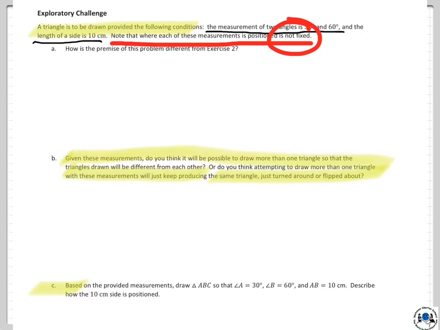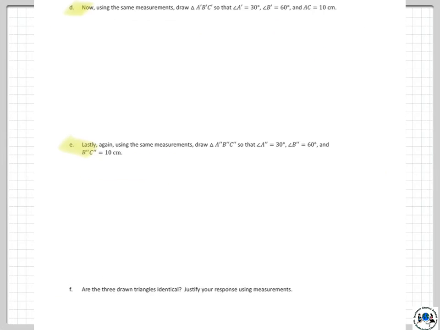So you can see the conditions they've given you for C. They give you some conditions for D and then conditions for E. And at the end, we'll ask this question: are the three triangles drawn identical? And then justify your response using measurements. Okay, so go ahead and do that, and then come on back and we'll look at it together.